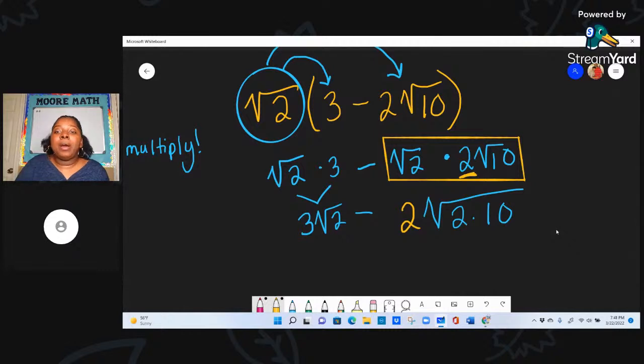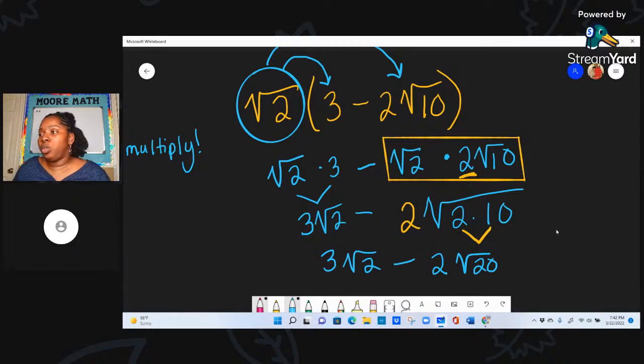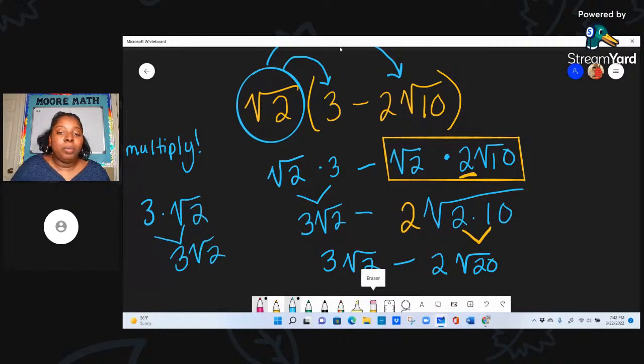Okay. So now let's finish this up. What's 2 times 10? 20. Okay. So we have 2 on the outside, 3 square root of 2 minus 2 square root of 20. Okay. All right. And we can leave that as is. Okay, so it seemed harder than it is because there are multiple steps, right? Before we were just doing 3 times square root of 2, and it was 3 square root of 2, right?